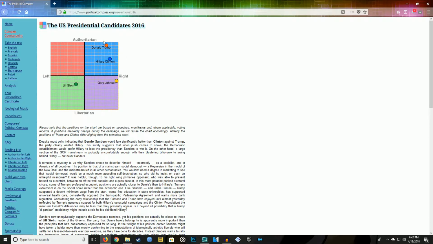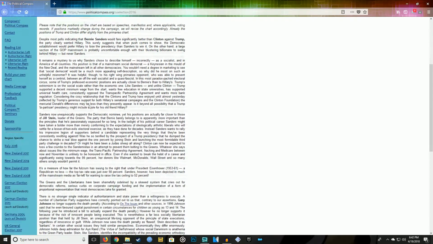So, yeah, Donald Trump way up here. Hillary Clinton, look at that. She's on the right because of her policies and heading towards authoritarianism. Gary Johnson, slightly libertarian leaning, but very far right. Jill Stein was like one of the only moderate candidates, and she's slightly on the left and slightly leaning down to libertarian.